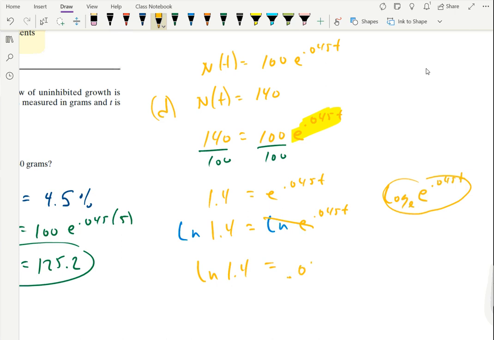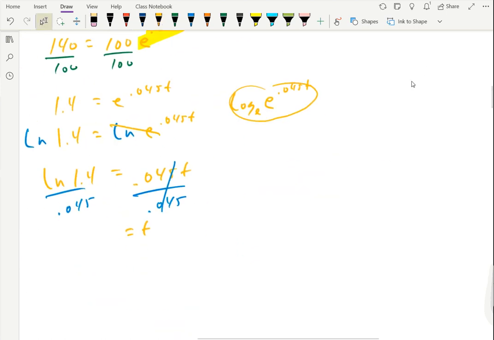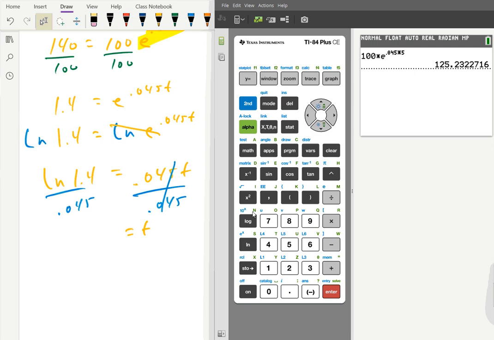So we get 0.045t overall. Now it's a fairly simple process to finish solving this. I'm going to divide by 0.045, where they cancel out on the right side. So I've got t on the right, and the rest of this I again plug into the calculator. So we're going to end up with natural log of 1.4. Make sure we close off that parentheses. That's a very key piece. Then divided by 0.045. And we get 7.5.